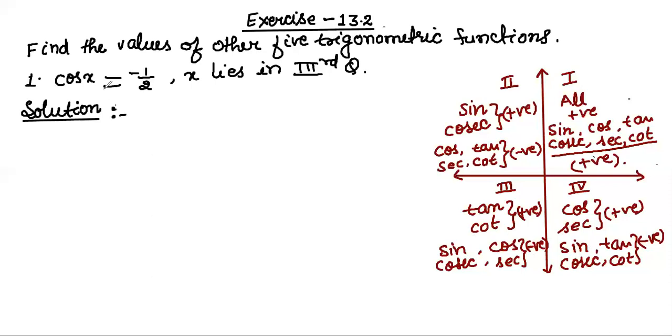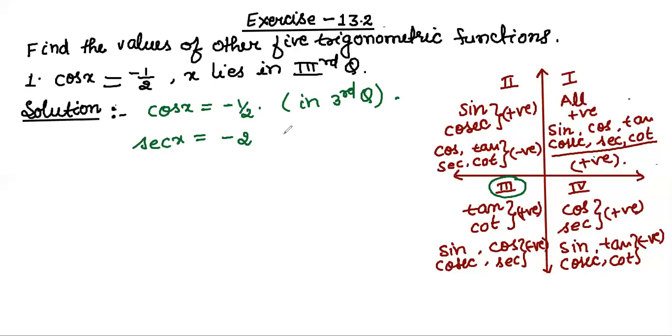So here we have to find sin x, then tan x, then cosec x, then sec x, and then cot x. So we have cos x equals minus 1 by 2 in the third quadrant. So we can write sec x equals minus 2, because we know that in the third quadrant sec is negative. And we know that sec x equals 1 by cos x. So the sec x value will be minus 2 in the third quadrant.